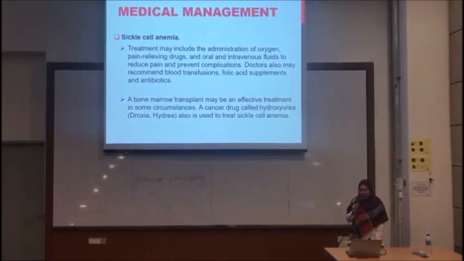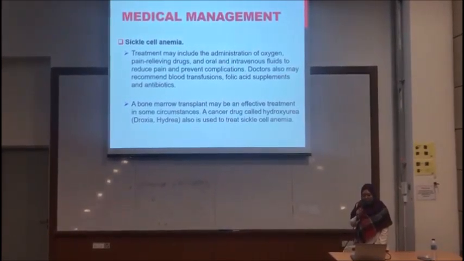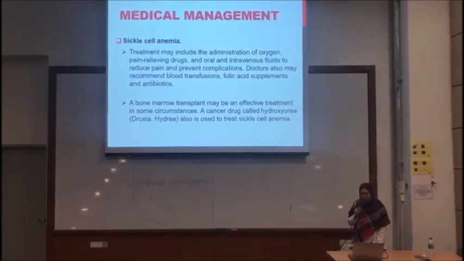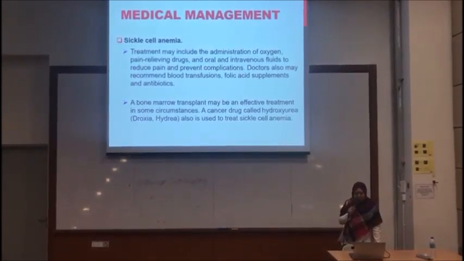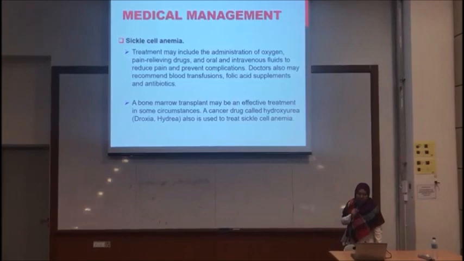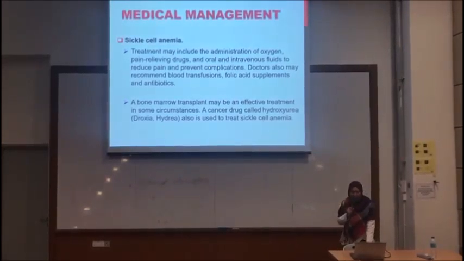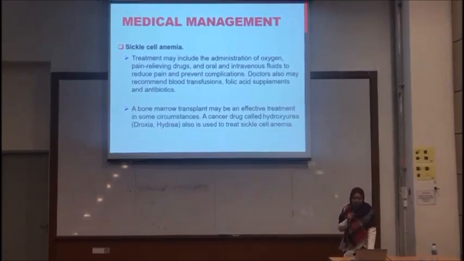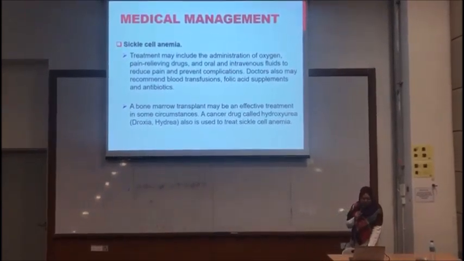Sickle cell anemia. Treatment may include the administration of oxygen, pain relieving drugs, and oral and intravenous fluid to reduce pain and prevent complication. Doctors also may recommend blood transfusion, folic acid supplement, and antibiotic. A bone marrow transplant may be an effective treatment in some circumstances.